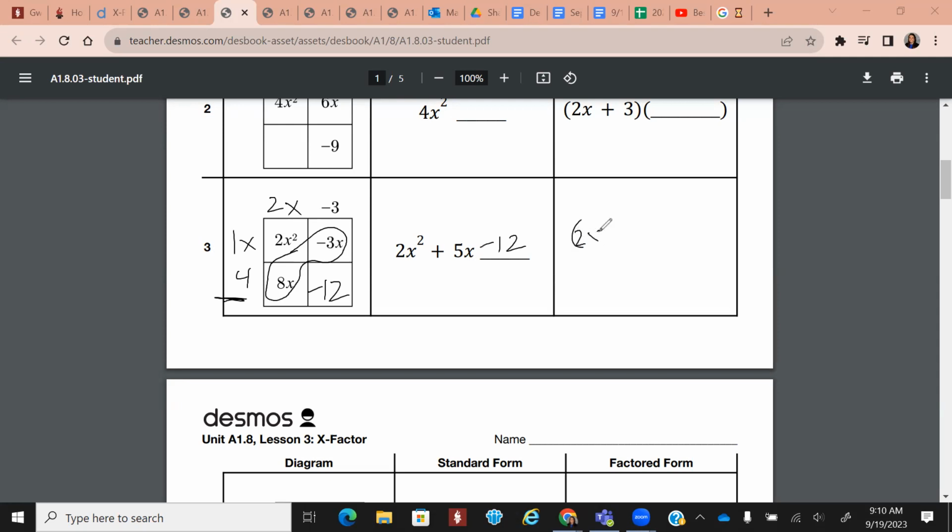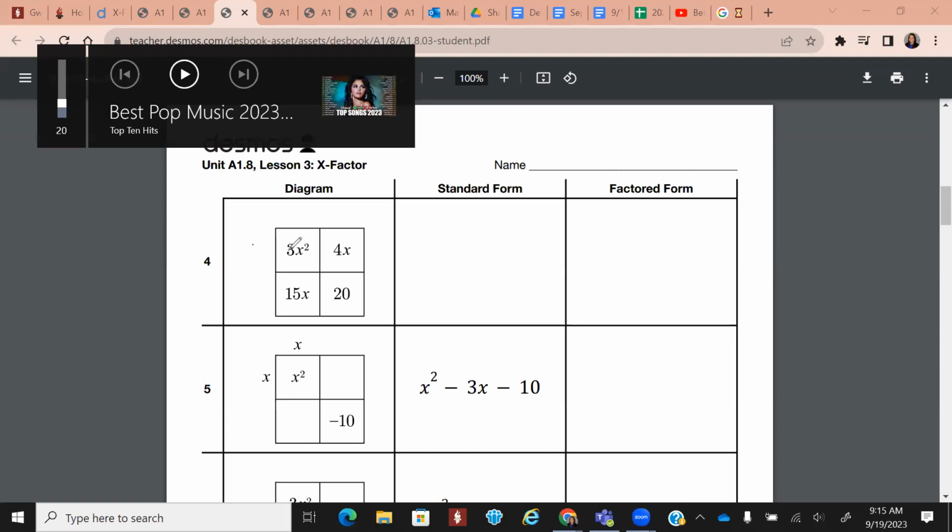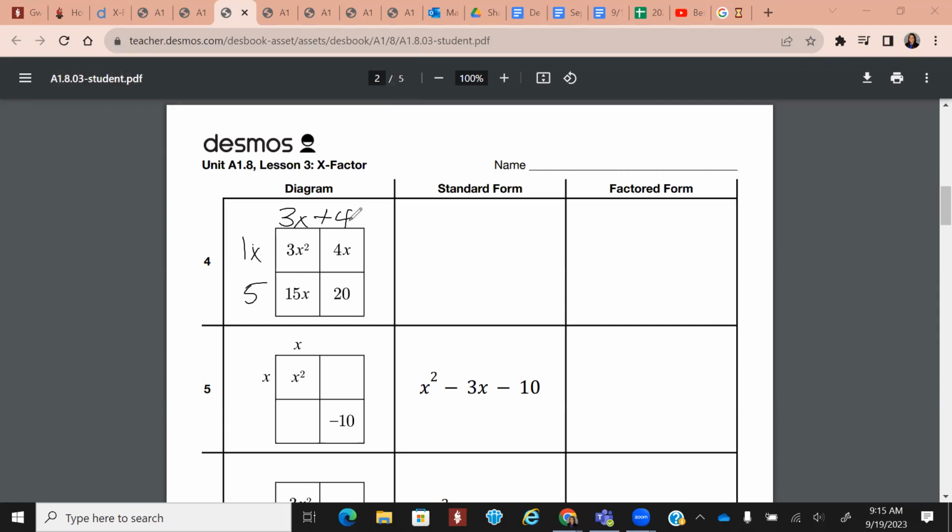And in factored form, what times what would give me 3x squared? What are factors of 3? 3 and 1, right? All right, now, what times 1x would give me 4x? And then what times 3x would give me 15? And you kind of want to use this last box as like a check. So what's 5 times 4? Okay. So standard form, we're going to take everything that's on the inside.